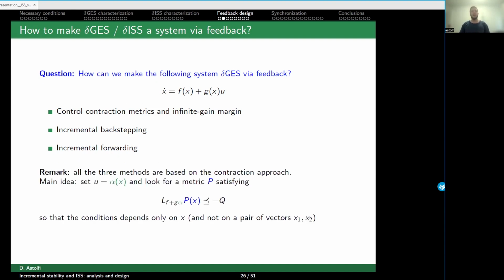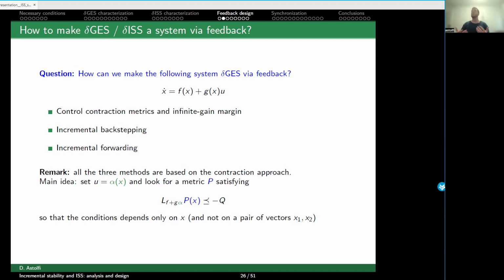Okay, and the main idea is that all these three methods are based on a contraction approach, and this is why I was also saying that we have different tools from the analysis point of view, but from the design point of view, they may not be equivalent. And the main idea here is that if we set u equal to some function alpha of x and we look for a matrix satisfying this condition, we boil down to a condition that depends just on x.